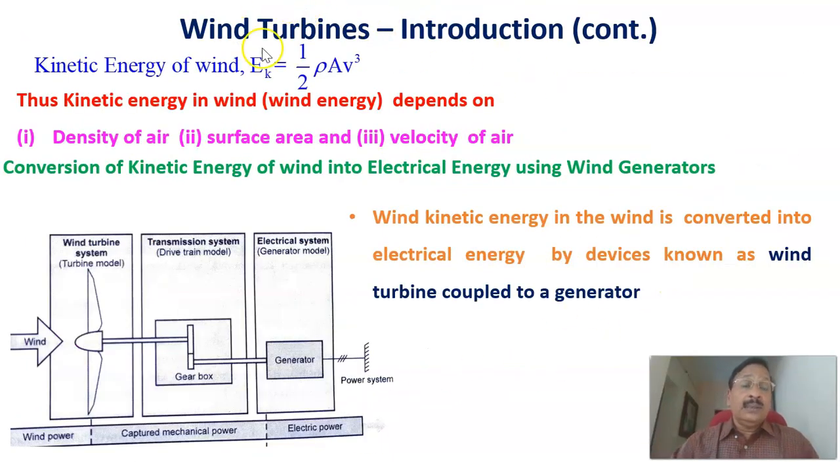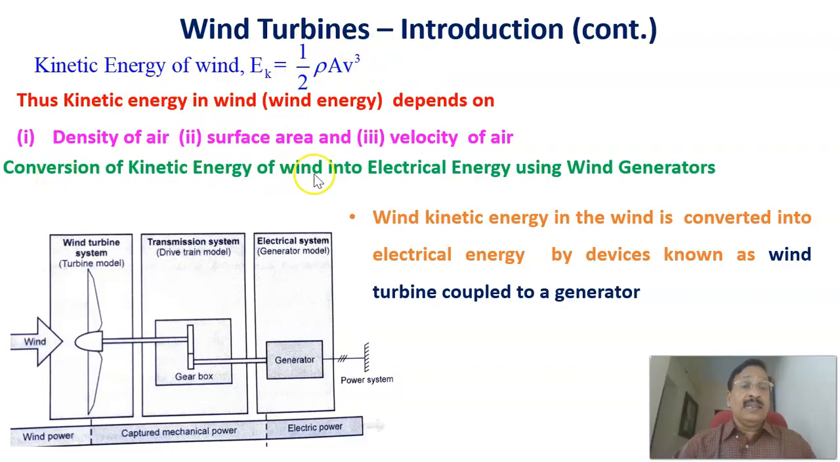Now continuing the wind turbines introduction, the kinetic energy of wind, as we have already seen, is equal to half into rho into A v cubed. The kinetic energy of the wind depends upon three factors. One is the density of the air, second is the surface area, capital A, and third is the velocity of the air. These are the three factors that control the wind energy.